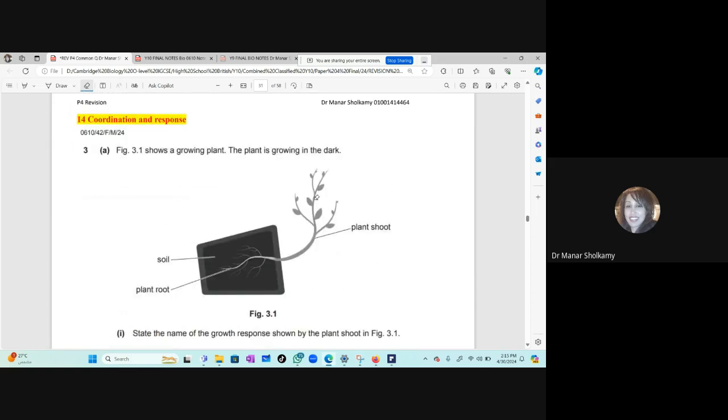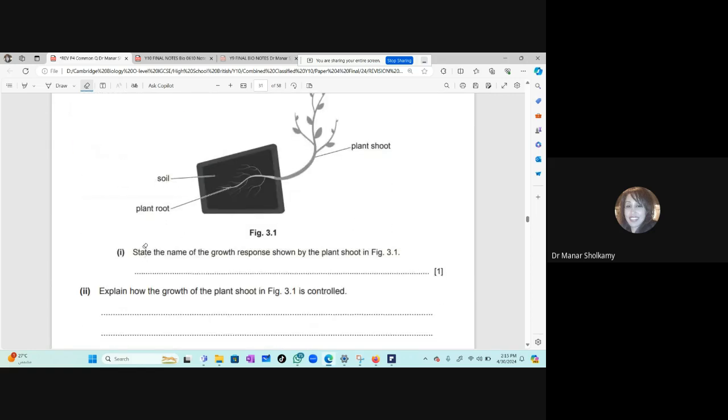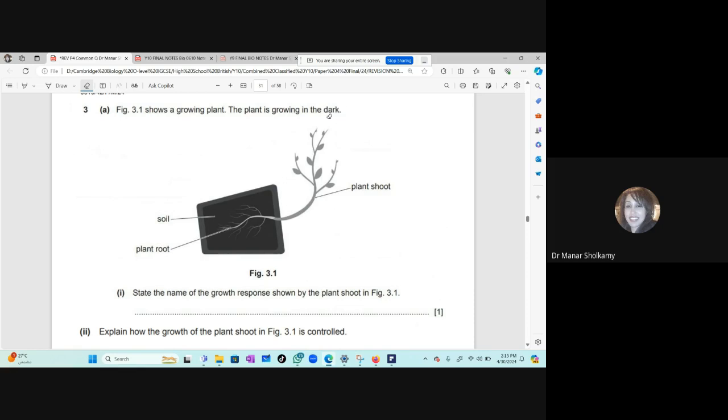Okay, now, this is more than common. State the name of the growth hormone that helps here. What's the name of the growth hormone in plants? Auxin. Now, the story. Explain how the growth of the plant shoot is controlled. Now, here, it is growing in the dark. So, what is the stimulus?